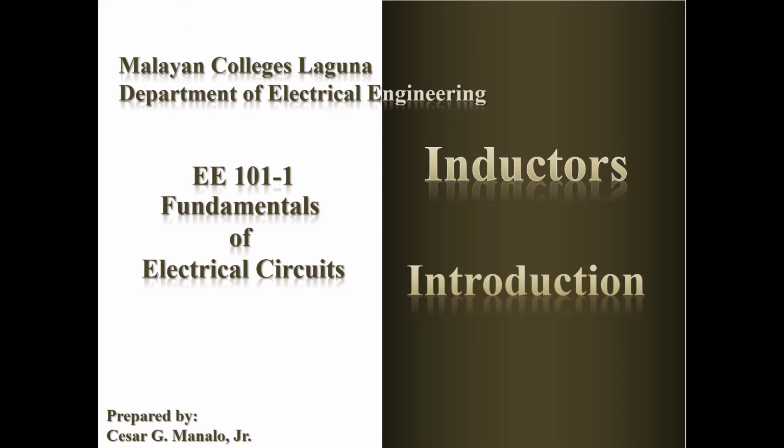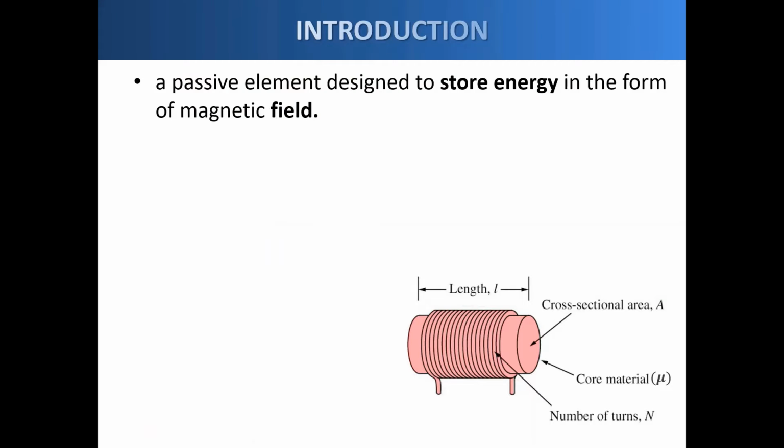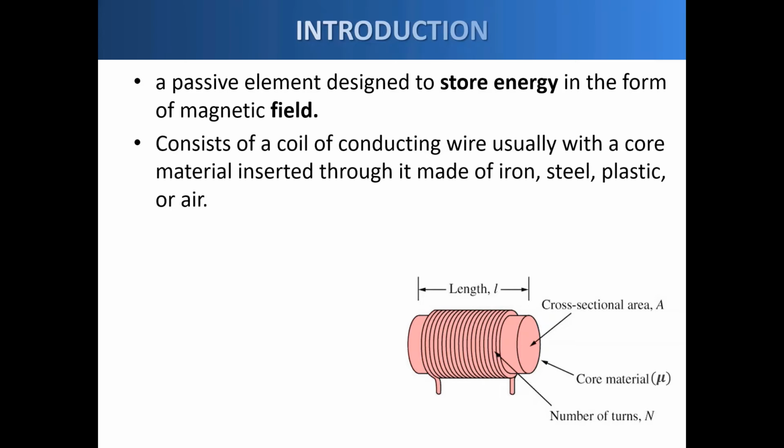In this module, we take a look at another type of element that is capable of storing electrical energy, and this is the inductor. An inductor is a passive element that can store electrical energy in the form of a magnetic field. An inductor can be constructed from a coil of wire that is wound around a core. The core can be made of iron, steel, plastic, or air.